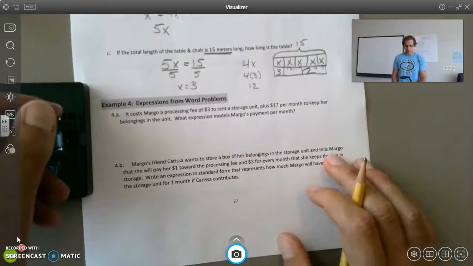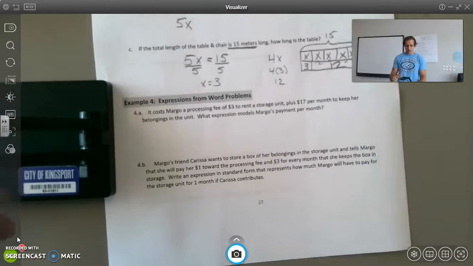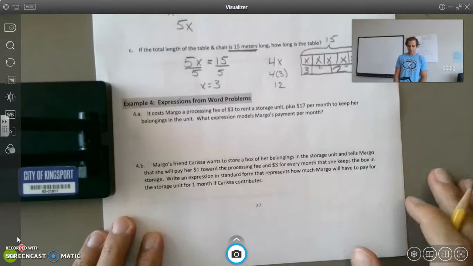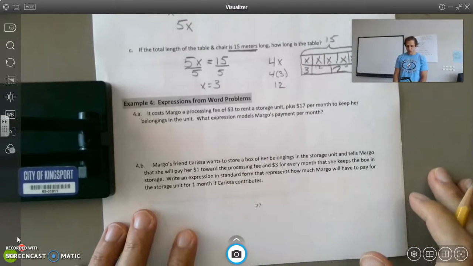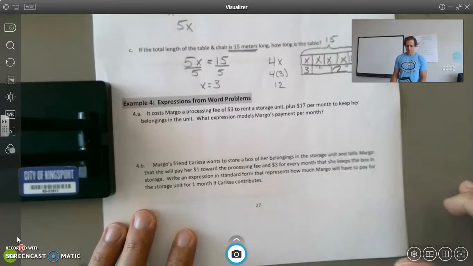The next question is about Margot. It says that Margot pays a processing fee of $3 to rent a storage unit plus $17 per month to keep her belongings in the unit. What expression models Margot's payment per month?